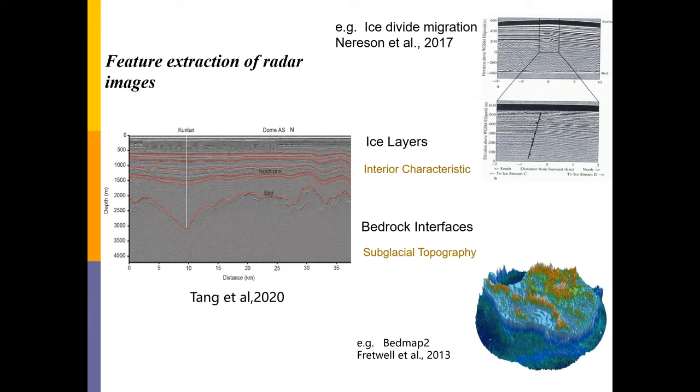We have used radio echo sounding data in imaging the ice sheet. We can obtain two basic features, the internal layers and the bedrock topography. Using the ice layers, we can find the ice sheet structure, for example, ice divide and migration, and we use the data to generate the BedMap 2 or BedMap 3.